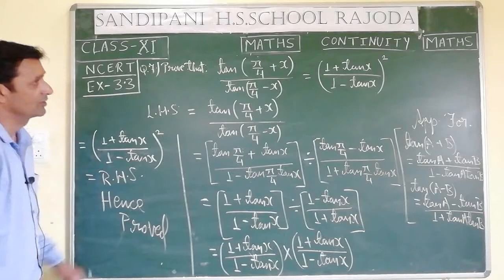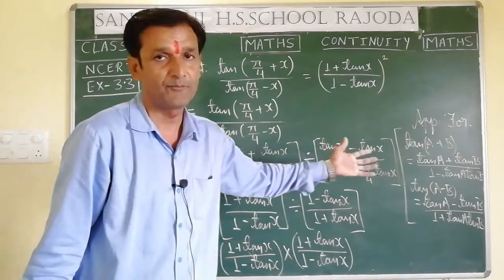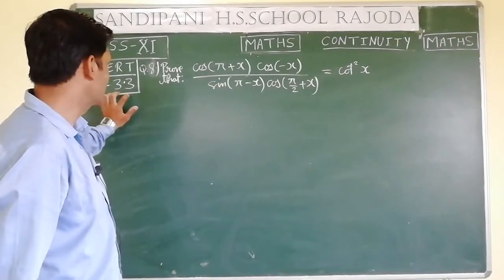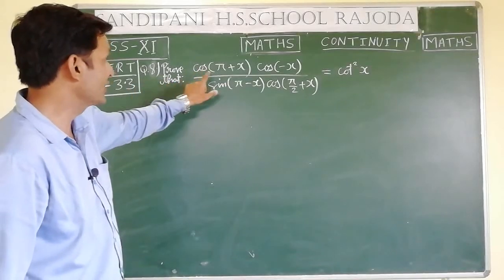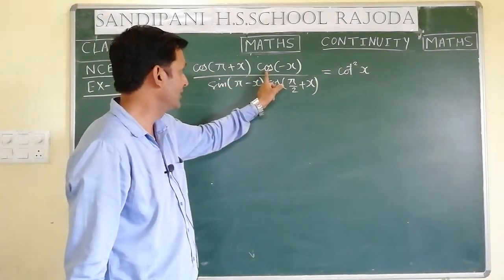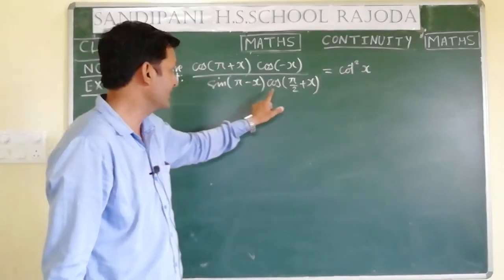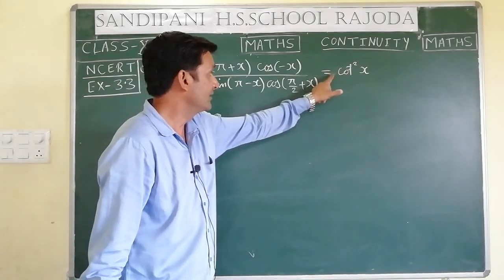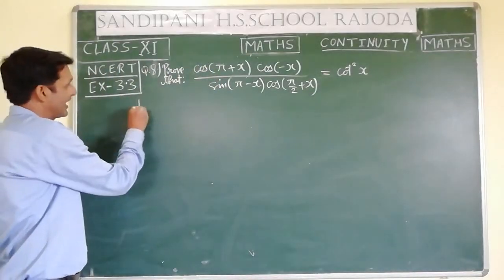So in this way we can prove any type of question by applying formula in an appropriate manner. Related to exercise 3.3 of NCERT, question number 8, prove that cos(pi plus x) into cos(minus x) upon sin(pi minus x) into cos(pi by 2 plus x) is equal to cot square x. This we have to prove. So let us take LHS.